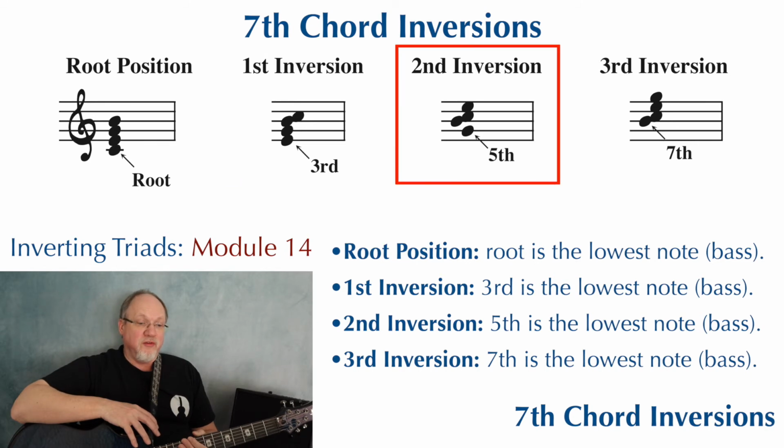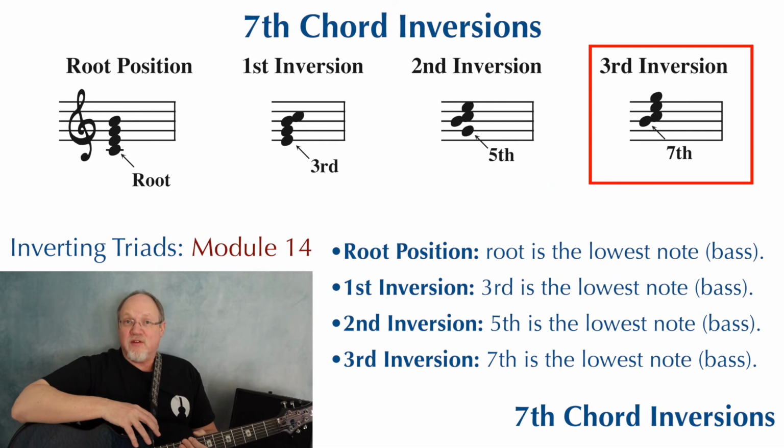If you raise the root and the third an octave, leaving the fifth in the bass, or as the lowest note, then your 7th chord is in second inversion. And if you raise the root, third, and fifth an octave, leaving the 7th in the bass, or as the lowest note, then that 7th chord is in third inversion.